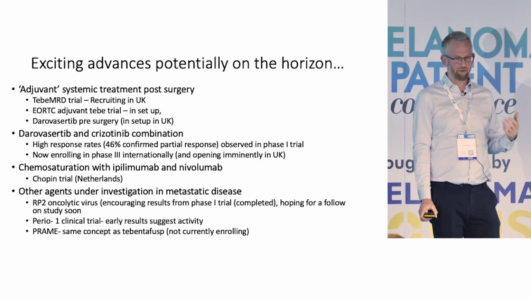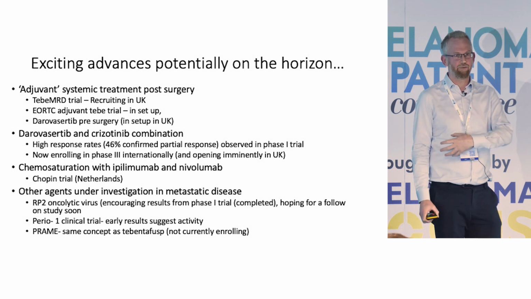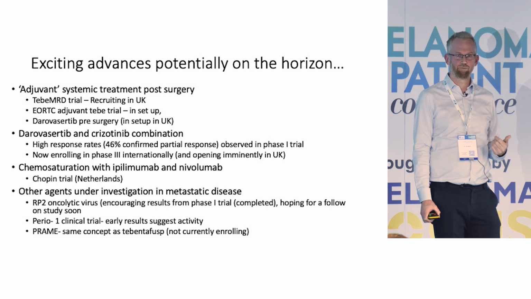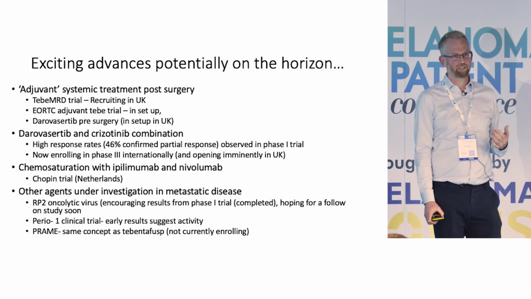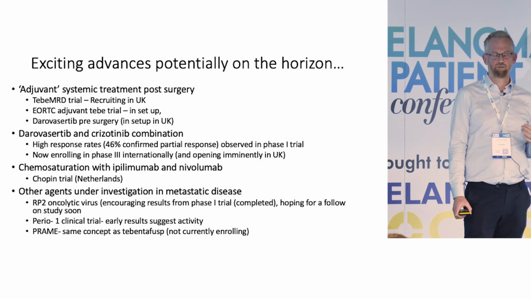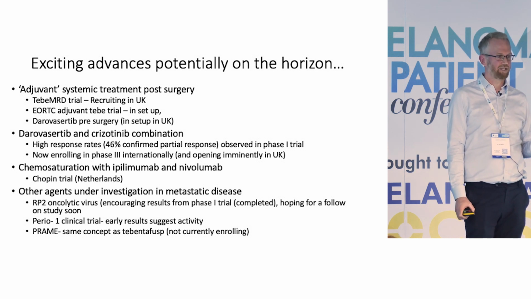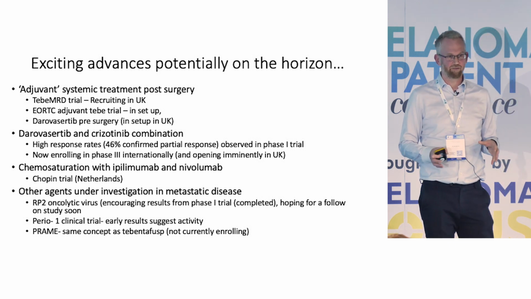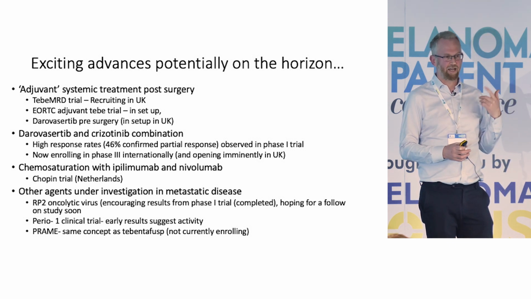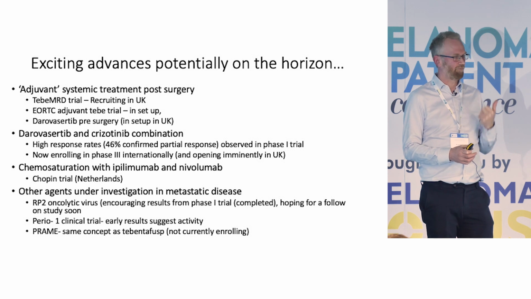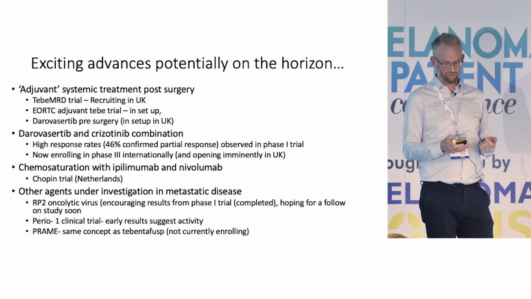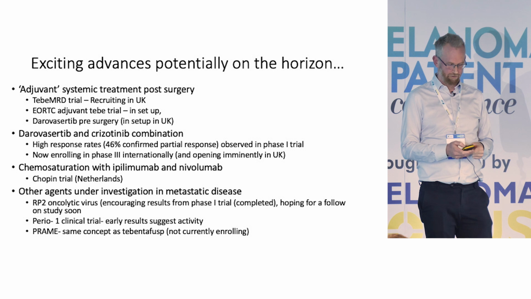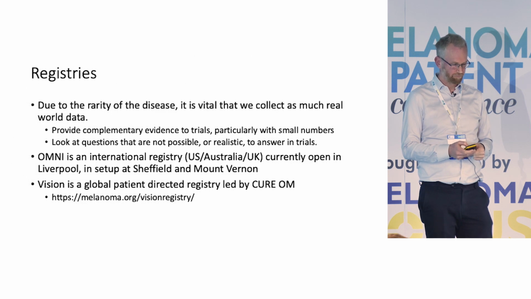There's also another intra-liver approach called PERIO-1, which is showing good results at an early stage. And then also a PRAME-directed IMTAC, which is like the Tebentafusp, but just at a different antigen. So hopefully from all of this, we will get finally an adjuvant treatment for uveal melanoma, and we'll get more options for treatment when it has developed.